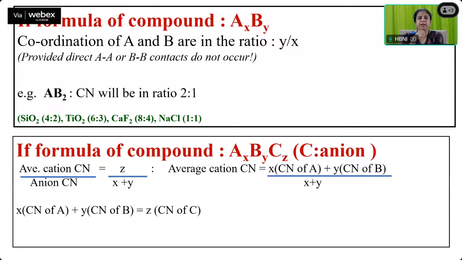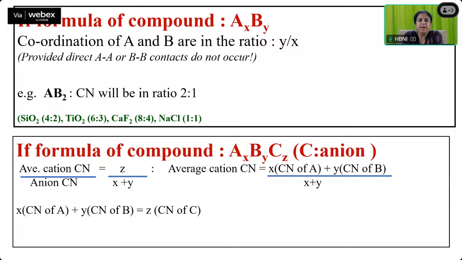So one general thing that we can rely on is that if the formula of the compound is AxBy, where x and y are the stoichiometries of your cation and anion in the formula, then the coordination numbers of A and B will be in the ratio of y to x. Provided, of course, the condition here is that A is bonded to B and B is bonded to A, so no direct A-A or B-B contact occurs. That is the condition for this generalized guideline to be valid.